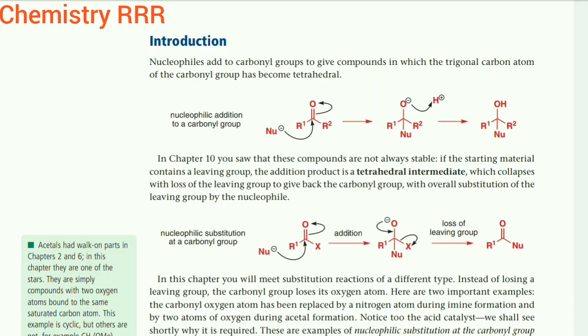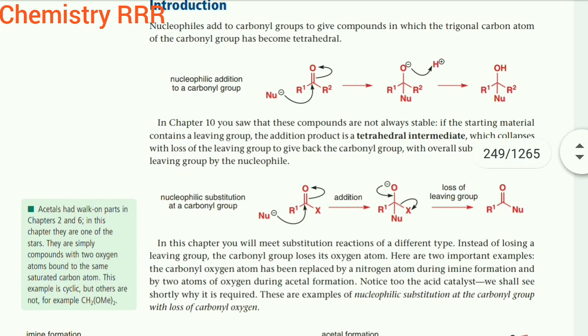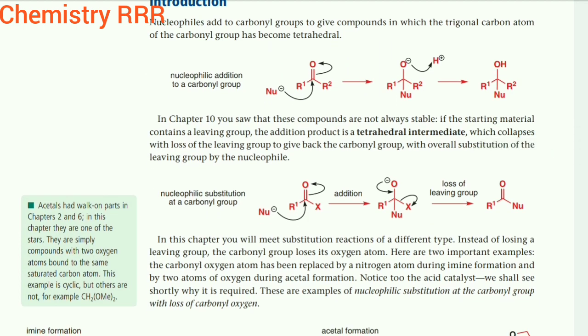And one more point is, don't miss such boxes. For example, this green color box, that is acetal had a walk-on part in chapters 2 and 6. Such boxes are also important while reading Clayden.